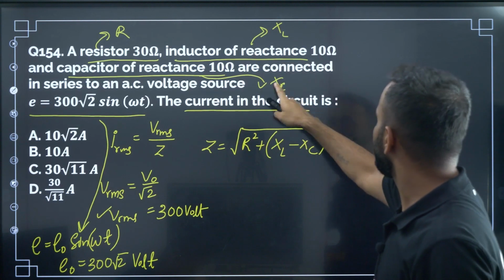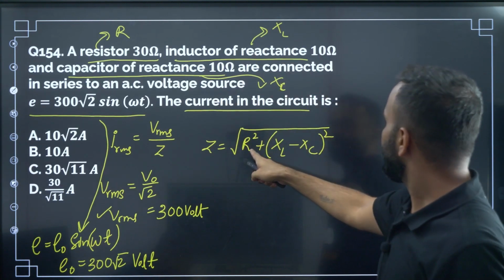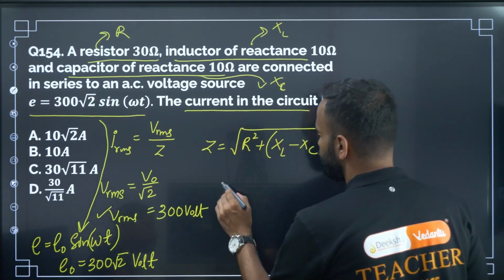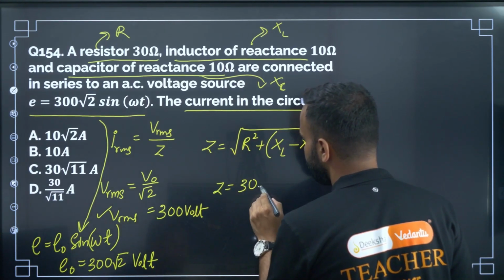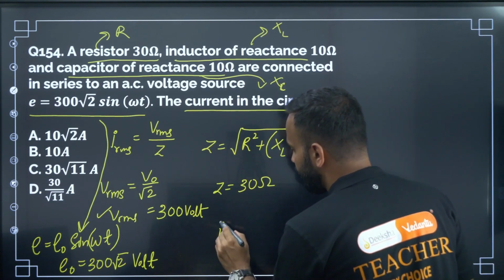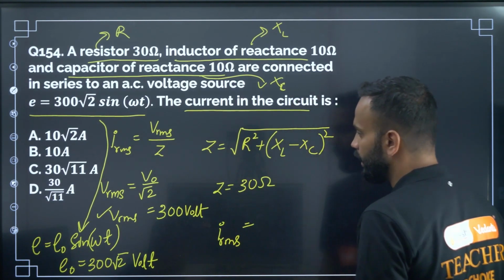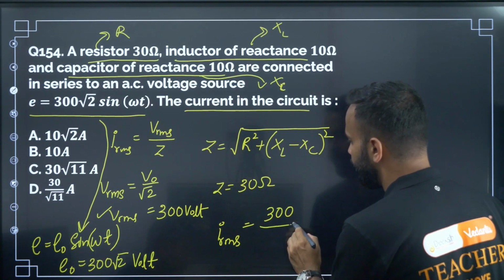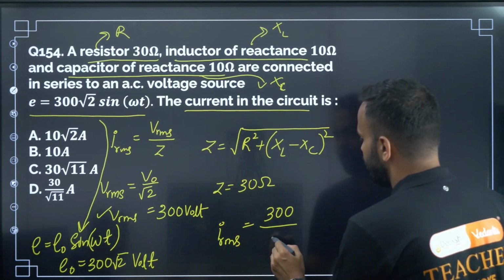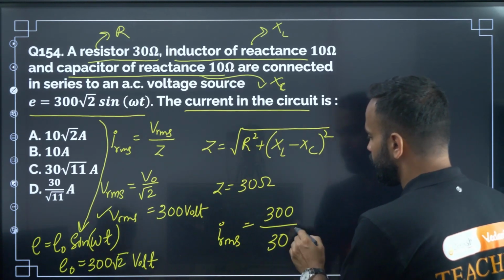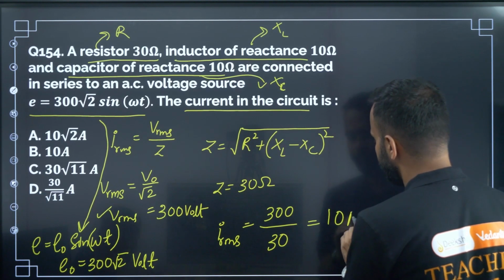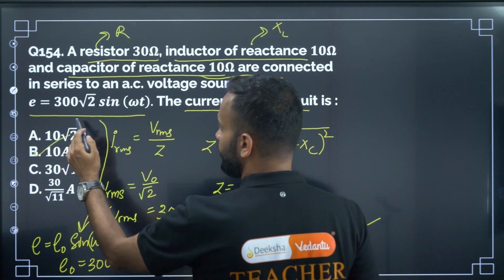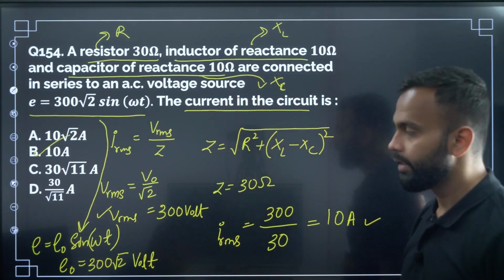So XL minus XC is 0. 10 minus 10 is 0, right? And R square is 30 square. Root of 30 square is 30. That's it. So now Z is equal to 30 ohm, right? So now we can easily find the IRMS. IRMS is equal to VRMS, that is 300 volt, divided by Z, that is 30 ohm. So which is equal to 10 ampere. So the current in the circuit is 10 ampere. Okay. So option B is the correct answer, right?